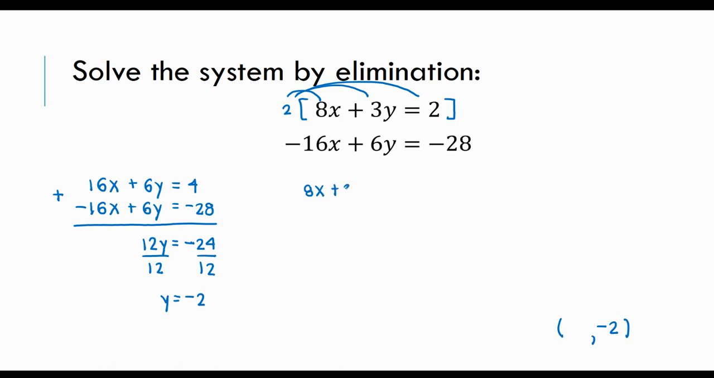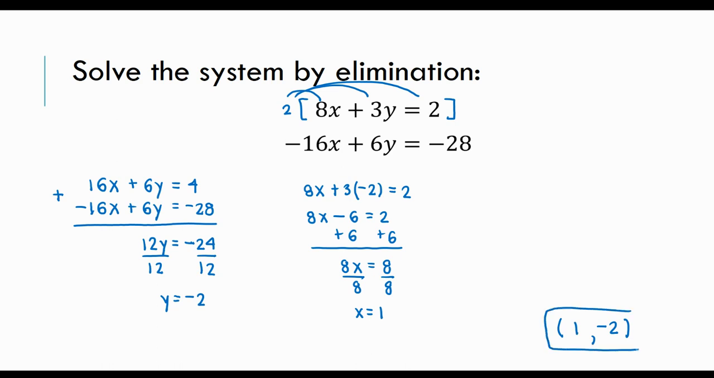It's 8x plus 3, but now I get to replace that y with negative 2, and that equals 2. And now we have an equation where we can solve for x. So 8x, this turns into a negative 6. I'll have to add the 6 over to the other side. That gives us 8x equaling 8. So when I divide by 8, we get x to be positive 1. So our solution is 1, negative 2.